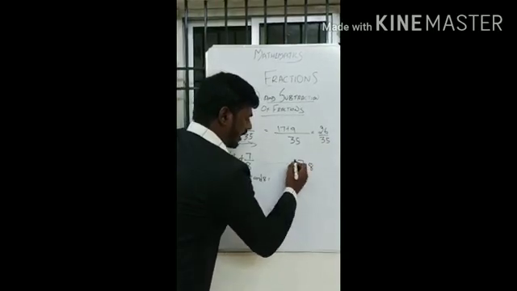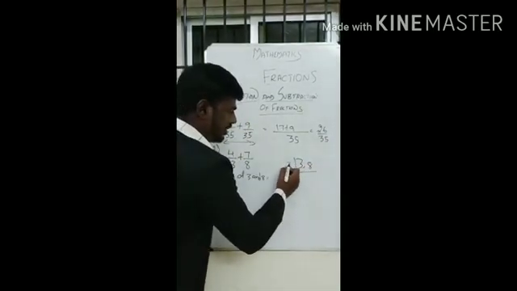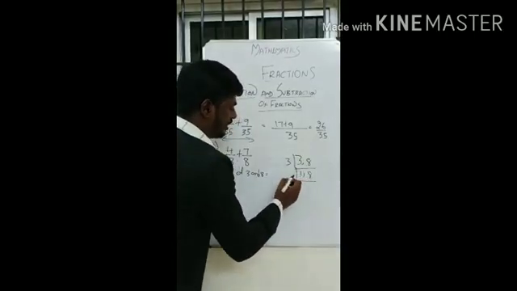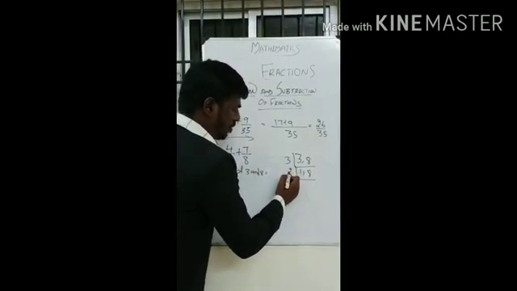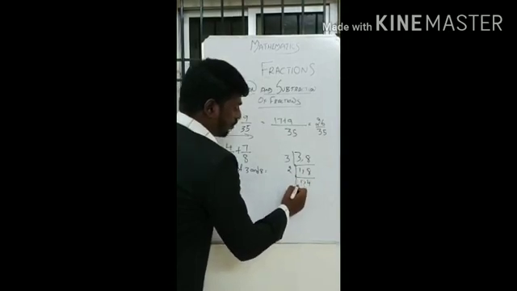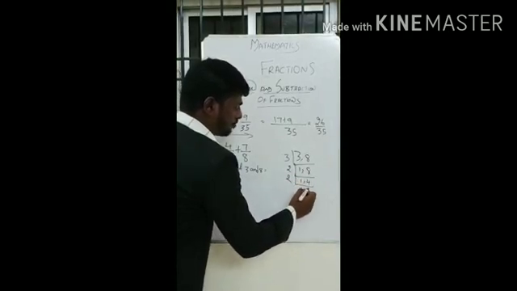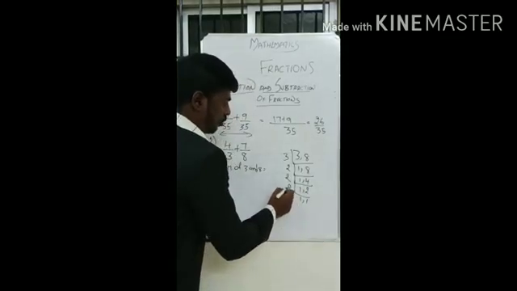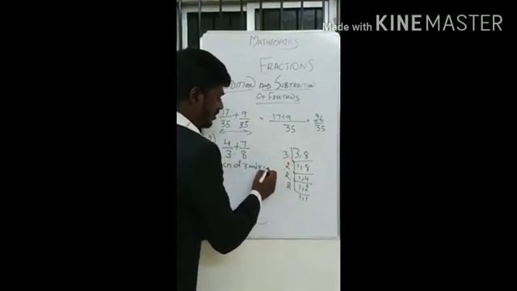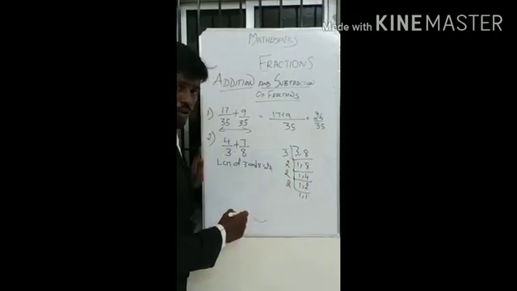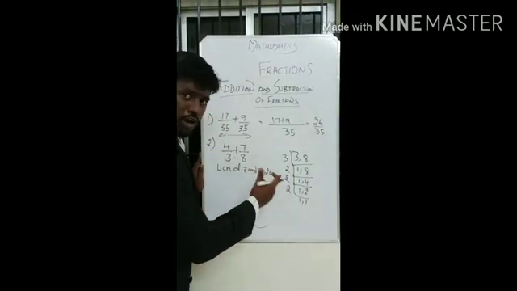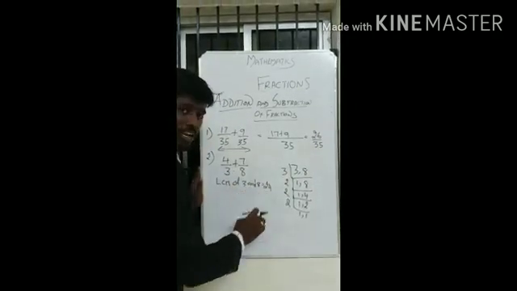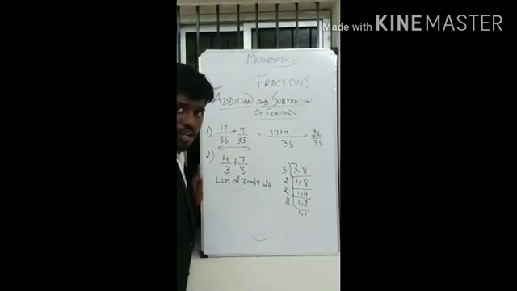3, 8. In 3 table, 1 time 8 will not go. 8 will not get divided. In 2 table, 1, 4. In 2 table, 1, 2. 2 table, 1, 1. So 2 2s are 4, 4 2s are 8, 8 3s are 24. This is one odd number and one even number. You can multiply directly too, but we have to follow this LCM method. So the LCM of 3 and 8 is equal to 24.